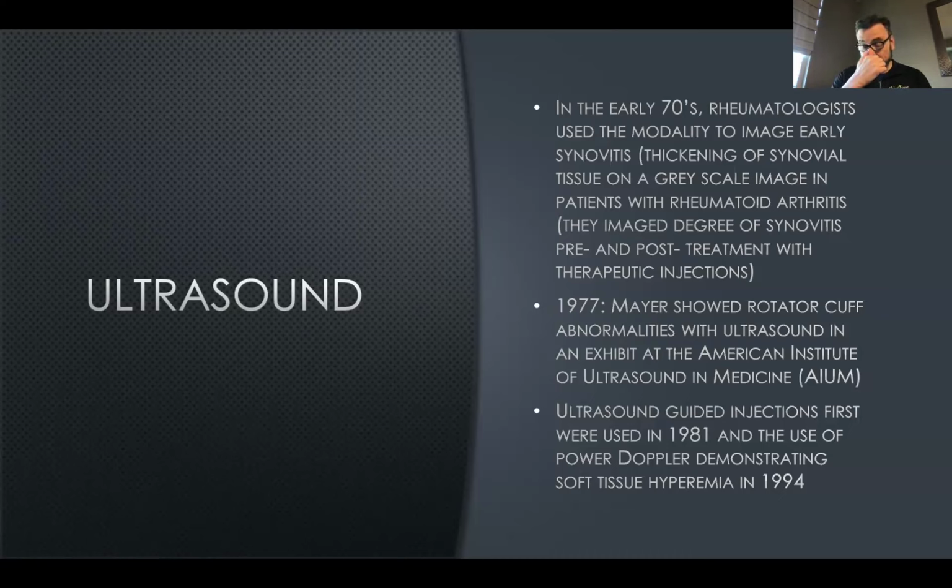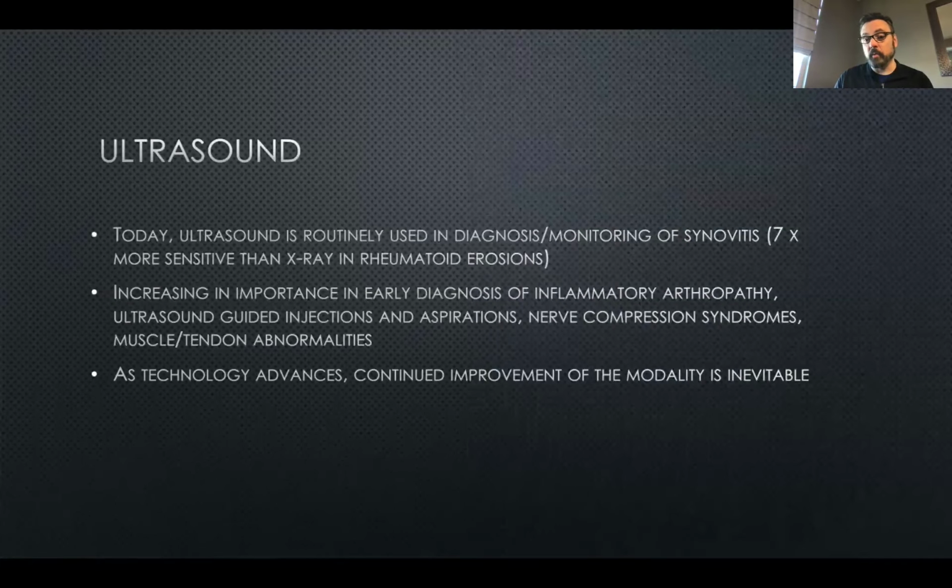Then it started getting used in the shoulder in the later 70s. In the 80s, they were using ultrasound to guide injections, sticking needles into joints, instead of going blind or using fluoroscopy, which has radiation. And then, of course, they were bringing power Doppler into the equation as well, which was showing hyperemia. I have an example of where that's used coming up later on.